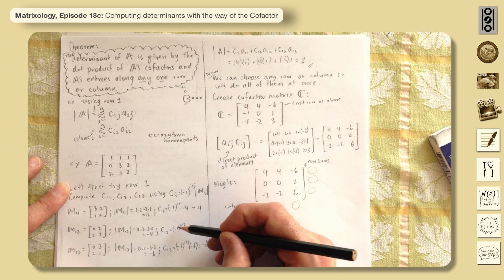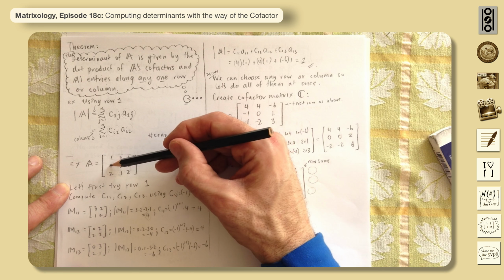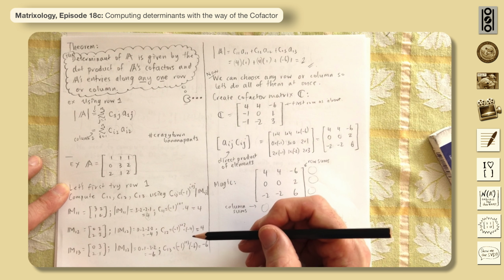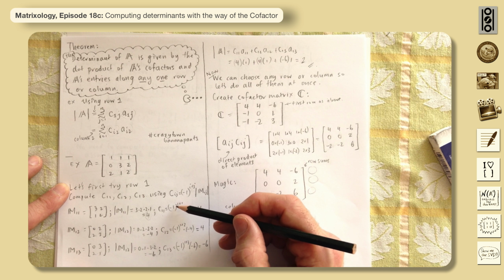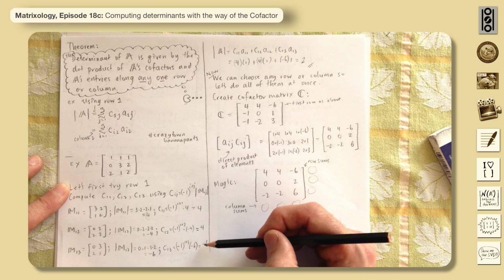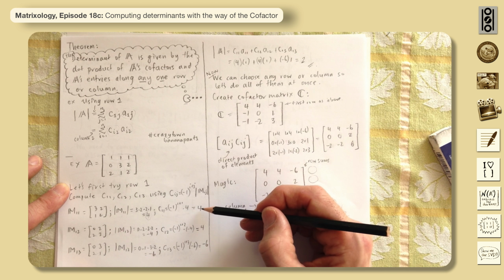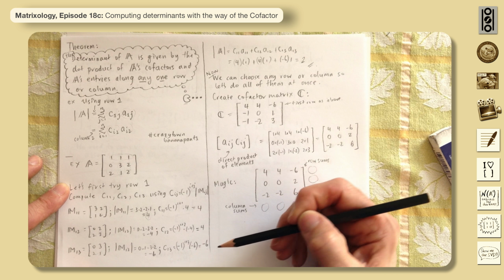So the only one that has a minus sign is the middle one, right? So minus signs are associated with this number, this number, this number, and this number for 3 by 3. So we're just multiplying by plus 1, minus 1, plus 1, so we get 4, 4, minus 6. So the minus went from 4 minus 4 minus 6 to cofactors 4, 4, minus 6.